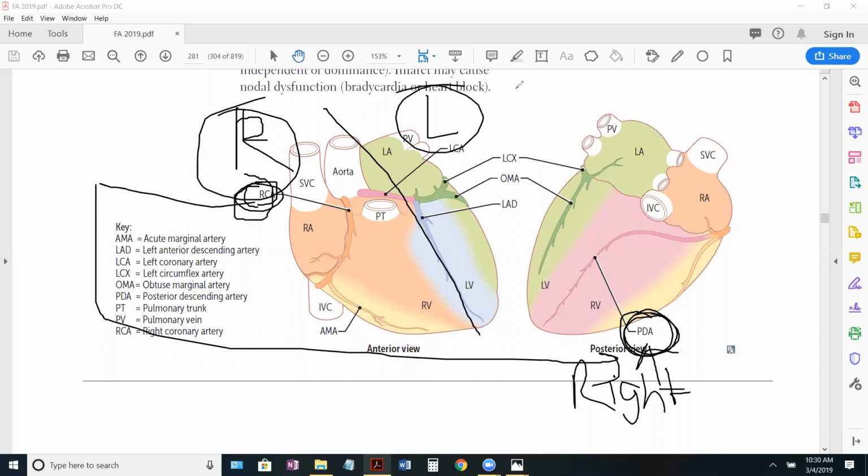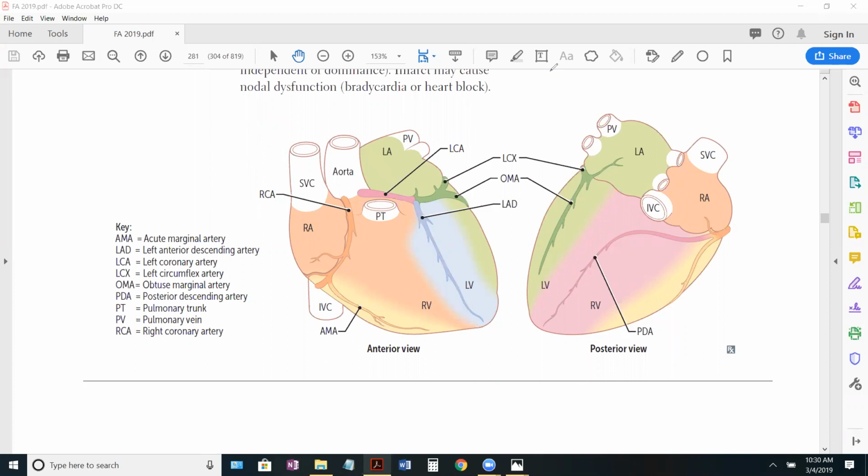That's very important. I was always under the impression that the dominant artery would be the one that's supplying the SA and the AV node. No, no, no. That's totally wrong. The PDA is the one that supplies the AV node, and that's why the blood supply of the AV node is variable. It depends on which artery is dominant. Most commonly, it's the right coronary artery.